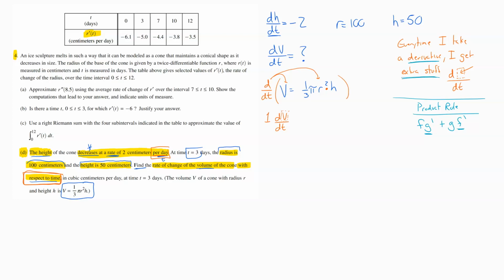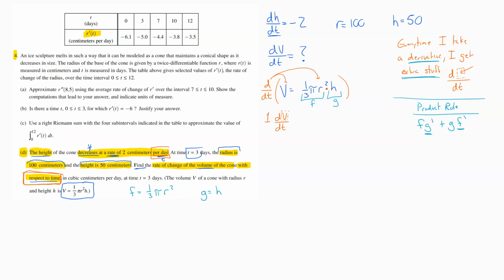So what I would do here is I would kind of break this up into two smaller problems. So the f piece is going to be that front chunk, and the g is going to be my h. And I'm just going to kind of put it over to the side over here. So f is 1/3 pi r squared. G is h.